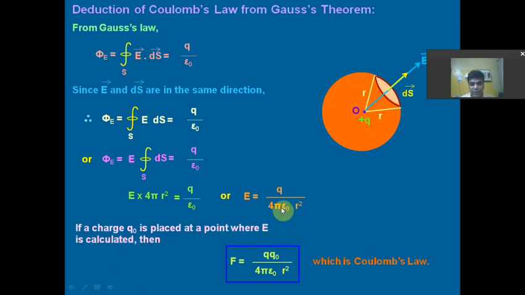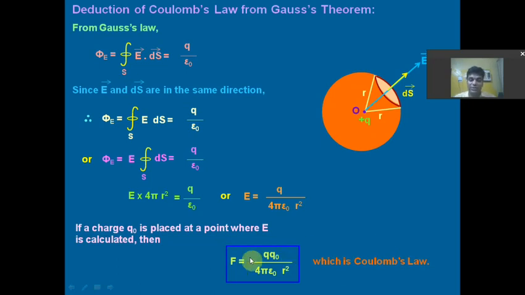And if a charge q naught is placed at the point where the electric field is calculated, from the electrical field we can calculate the force, because we have the relation F is equal to q naught E, where q naught is a test charge. What is the value of E? q upon 4 pi epsilon naught r square. So it will become F is equal to q naught q upon 4 pi epsilon naught r square, or we can say 1 by 4 pi epsilon naught q into q naught by r square. This represents Coulomb law.